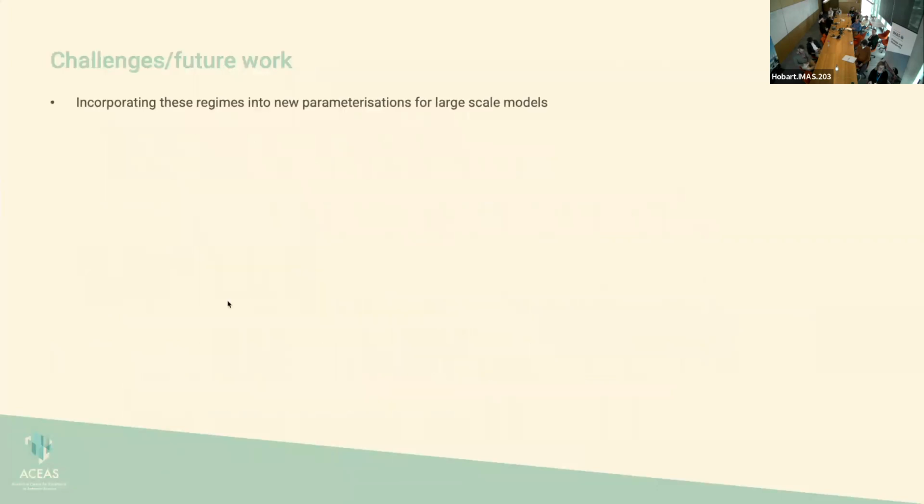So yeah, I wanted to lay out some challenges and some possible topics for future work. Firstly, incorporating these different melting regimes into new parameterizations for the ocean models.